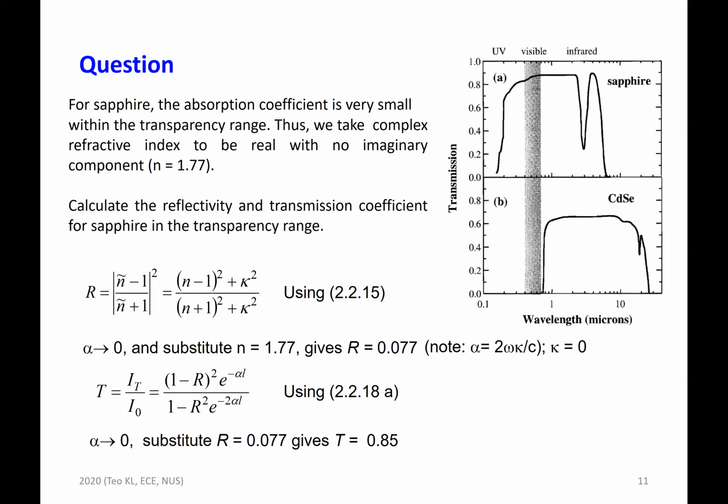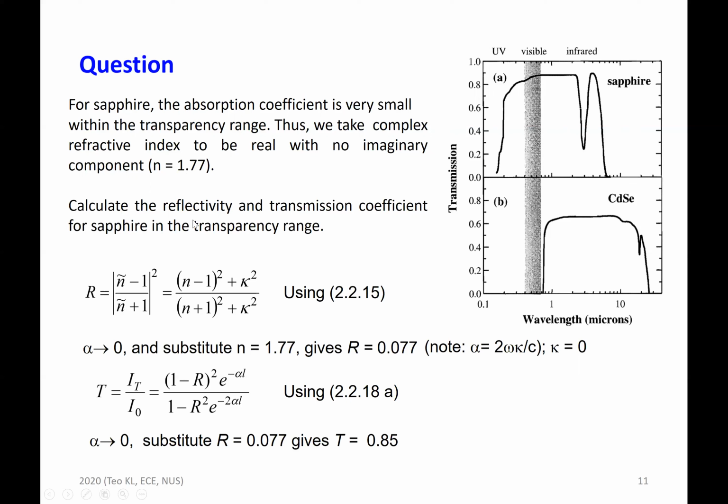Now, next example. For sapphire, the absorption coefficient is very small within the transparency range. Down here, the transmission is very high, so we define this as the transparency range. The light basically will pass through, so it appears transparent to you. So we take the complex refractive index to be real in this region. There's not much attenuation, so the imaginary part can be taken as 0, and what is left is the real part, which is the refractive index, which for sapphire is 1.77.